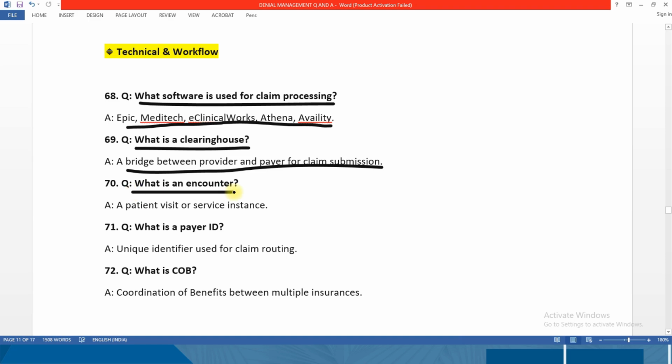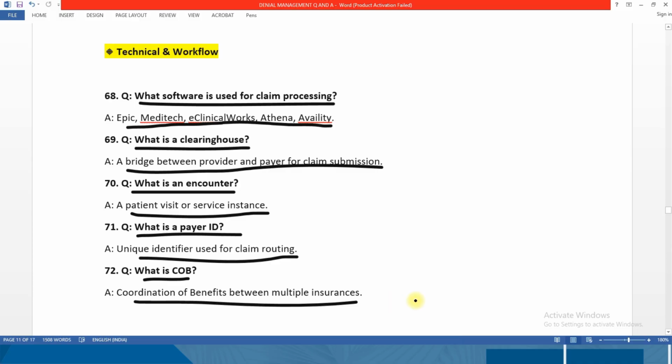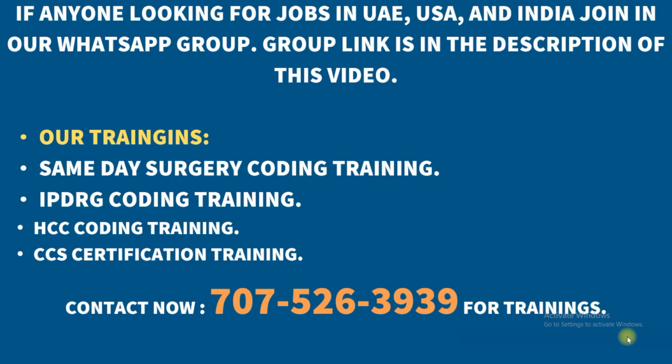What is an encounter? A patient visit or service instance. For example, if the patient visits the hospital, that is one encounter. So what is a payer ID? A unique identifier used for claim routing. So what is COB? Coordination of benefits between multiple insurances is called COB.